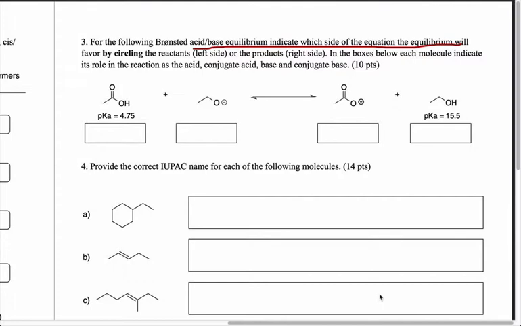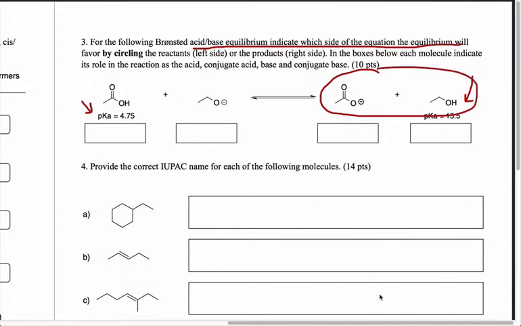You can see the pKa values for those groups. On the left, it's 4.75, which is a stronger acid. And on the right, it's 15.5, which is the weaker acid. And so this reaction lies on the right side of the equation.